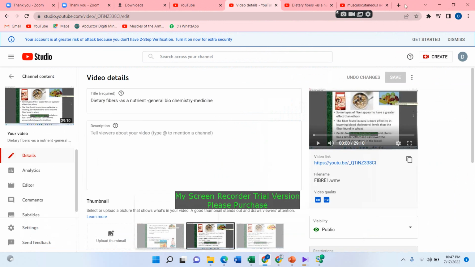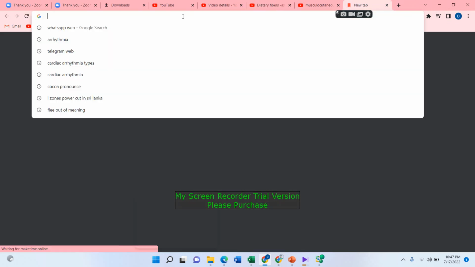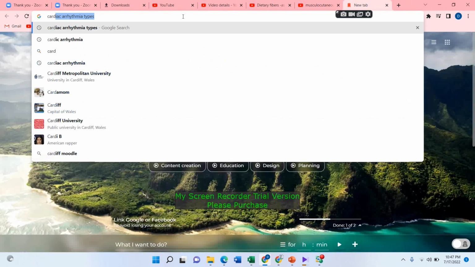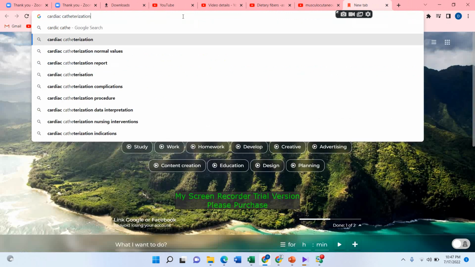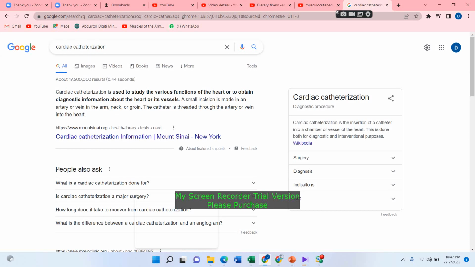Cardiac catheterization is used to study the various functions of the heart or to obtain diagnostic information about the heart or its vessels. A small incision is made in an artery or vein in the arm, neck, or groin. The catheter is threaded through the artery or vein into the heart.